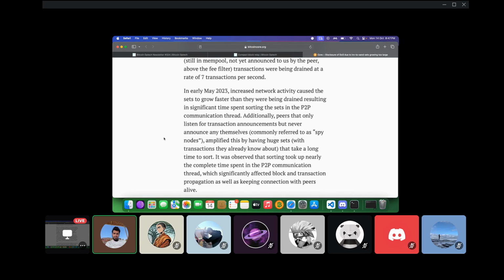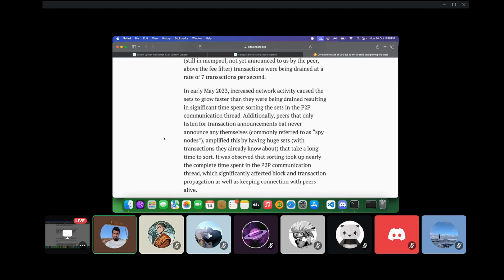And once you've relayed a transaction to your peer, it is not a part of your inventory set anymore. So the quicker and the more the number of transactions that you relay to your peers, the smaller your inventory set becomes. And the smaller your inventory set becomes, the less computational power you have to invest in sorting the inventory set in order of dependency and high-fee rate. So this is what this vulnerability was about and how it is fixed.